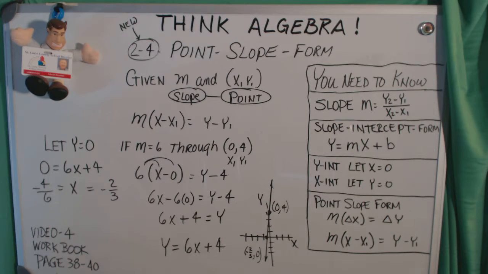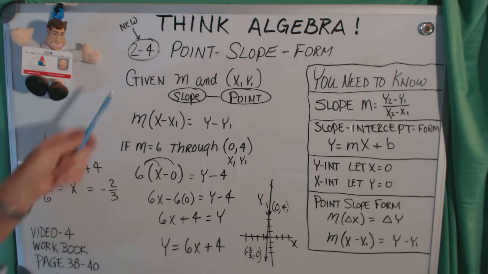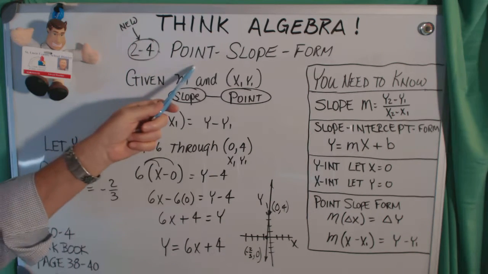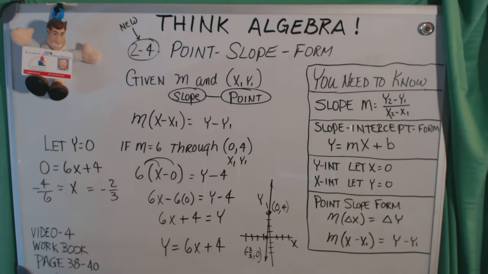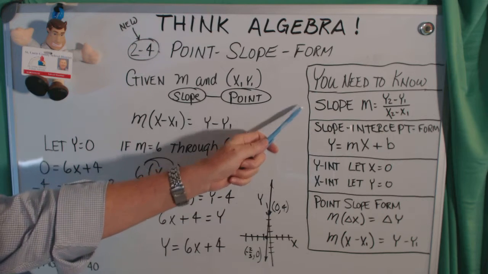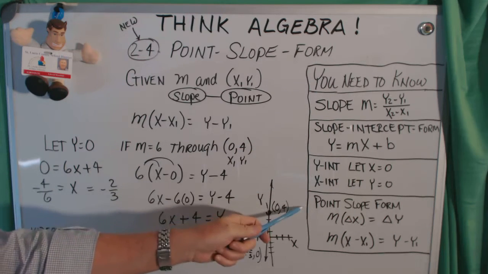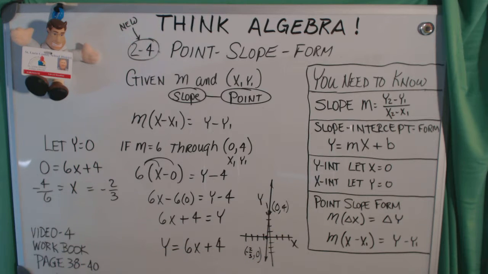So you can see that we're moving into a new section. I'll put it up here. We're going to go into the point slope form. Sometimes people switch it and they call it the slope point form. That way we can talk about the slope intercept, the slope point form. Those are the basic forms of equations for linear equations.